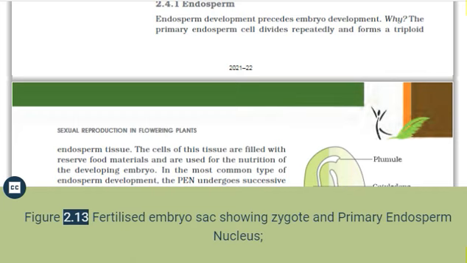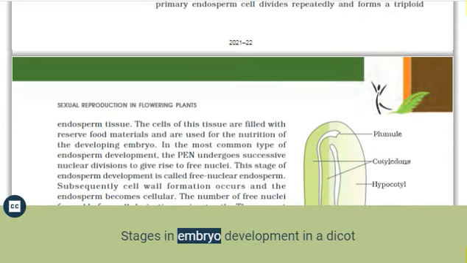Figure 2.13: Fertilized embryo sac showing zygote and primary endosperm nucleus. Stages in embryo development in a dicot.